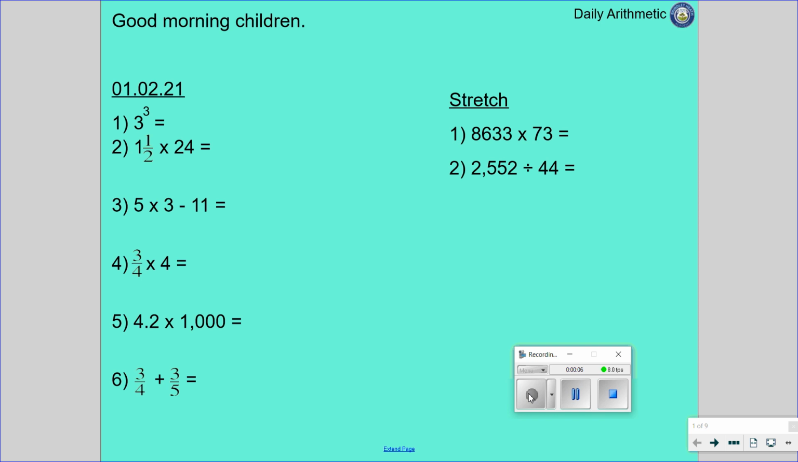This week we're moving on to looking at coordinates. Before we go into the main part of our lesson though, we have got our 6 arithmetic questions, which are brand new for this week, followed by our 2 stretch questions if you are choosing to do those. Pause the video now and have a go at those.